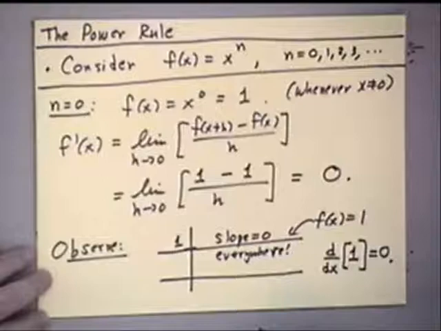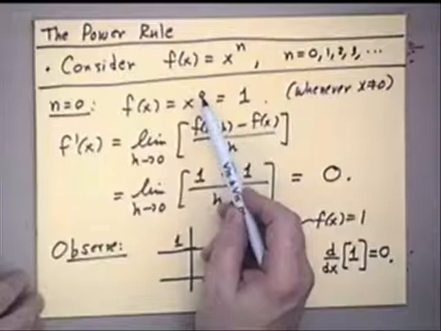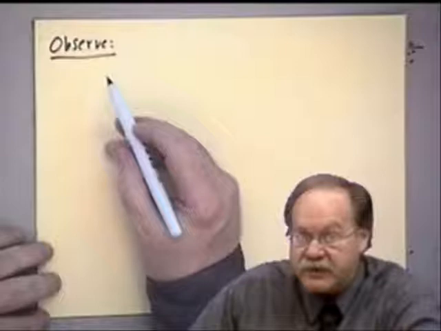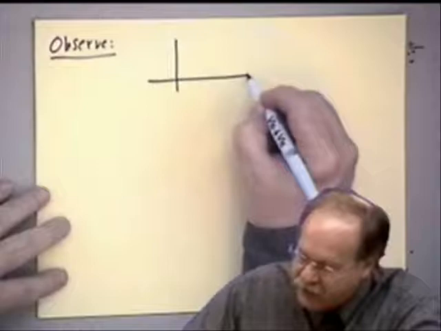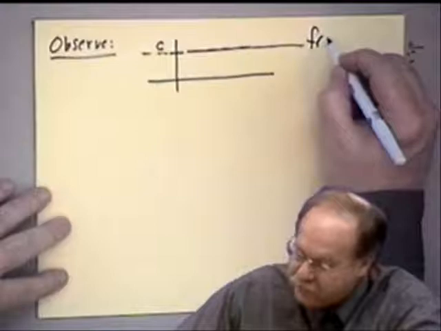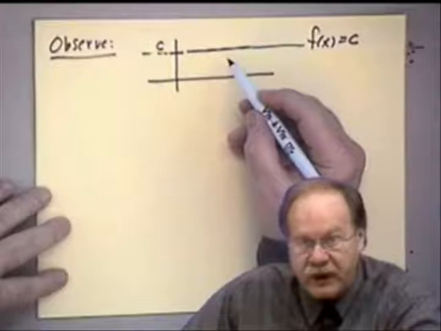Now, that takes care of the power rule for x to the 0 power. Let us extend it one step further. Let us observe, before we even get to higher powers, we can do a little bit more with this first one. Observe further that if we start with the graph of any horizontal line, say at a height of c. Now I've drawn my c here to be a positive c. It could also be down here. The point is that the function f(x) equals c has a horizontal line as its graph. What is the slope of this line? Well, just as the one before, the slope is 0.